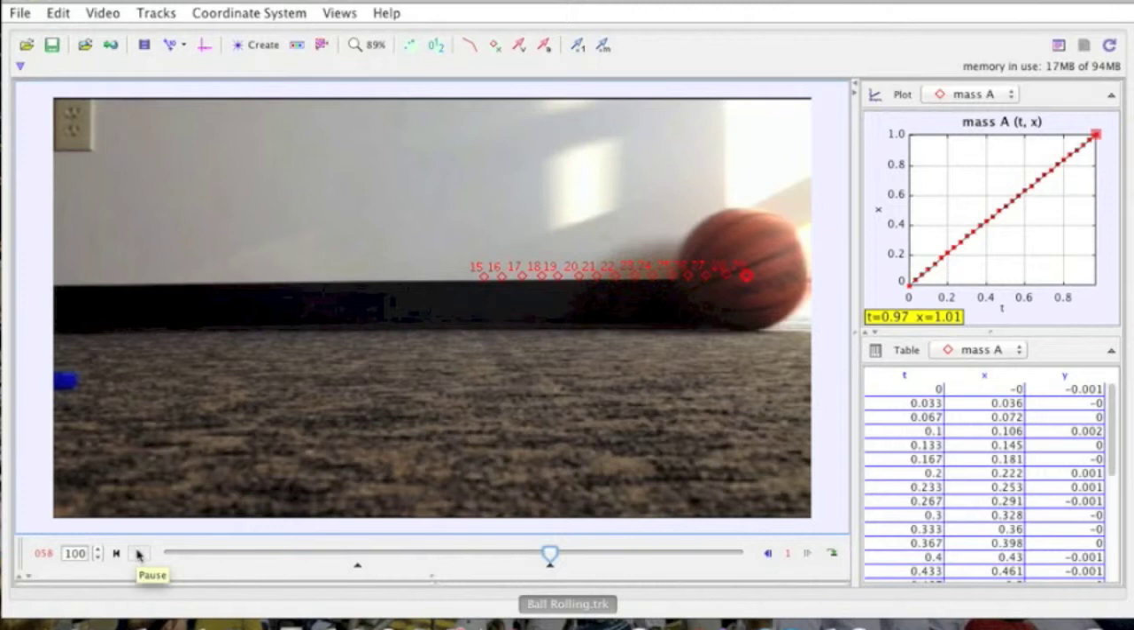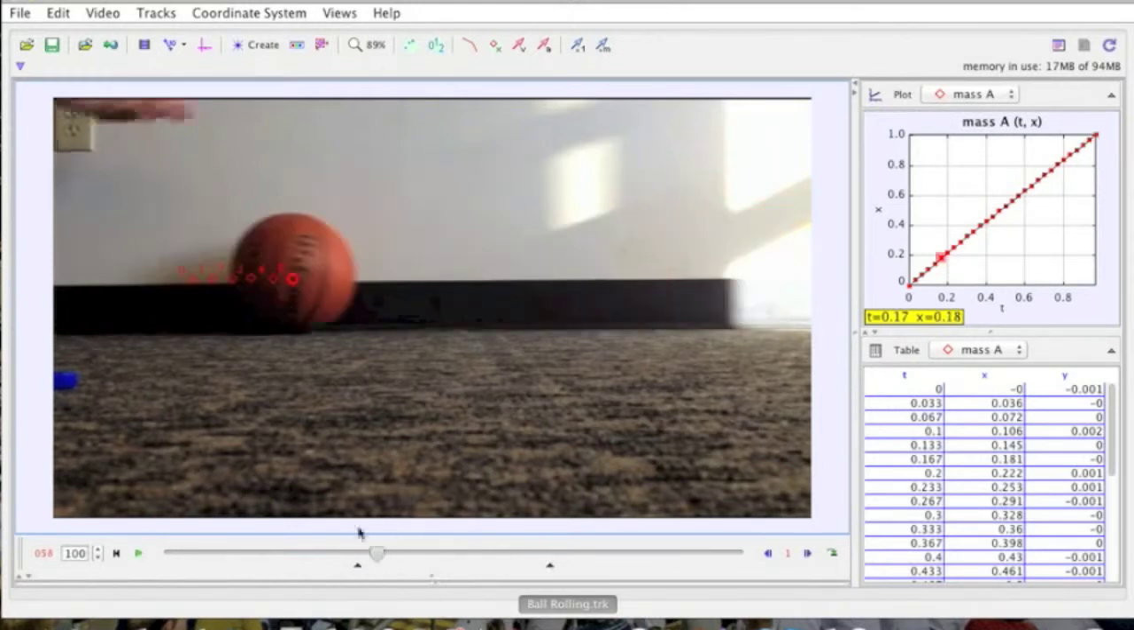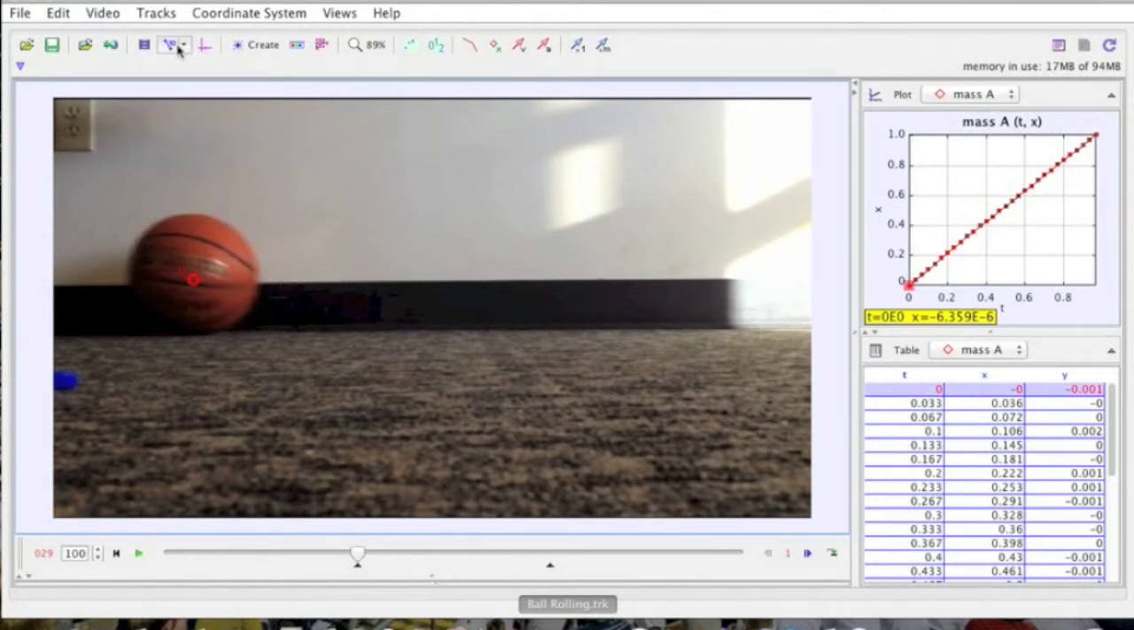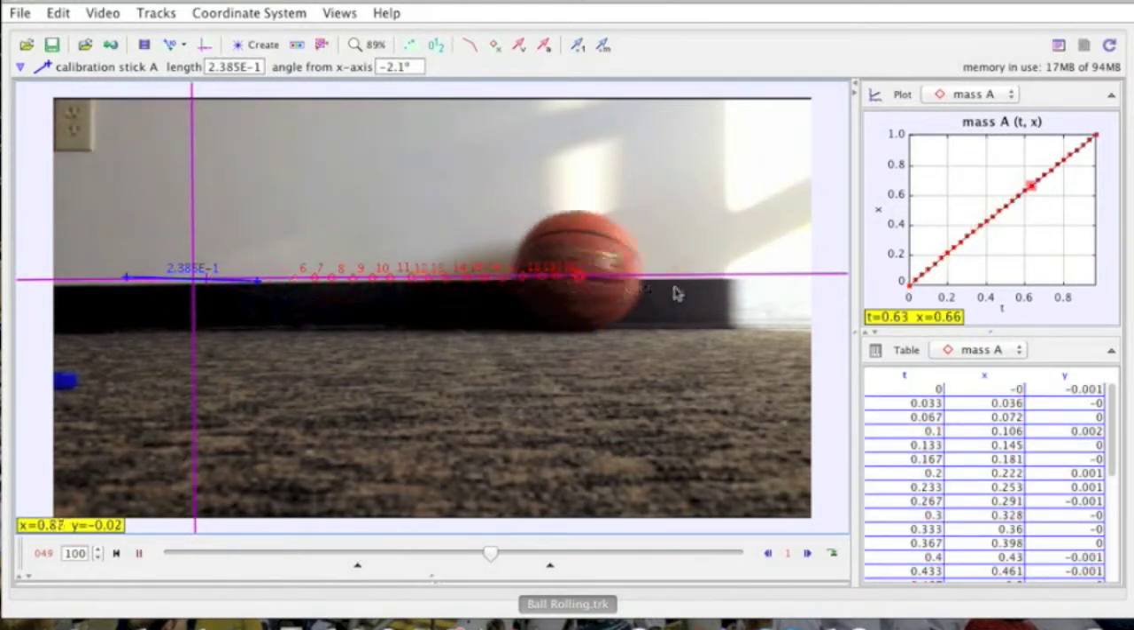To get the position points, I had to give the program a reference of length, which I chose to be the diameter of the basketball. This is a standard length of 0.2385 meters, which can be seen right here. From there, I adjusted the axis so that the x-axis remained in the middle of the ball. As you can see, the x-axis remains in the center of the ball throughout the time interval.